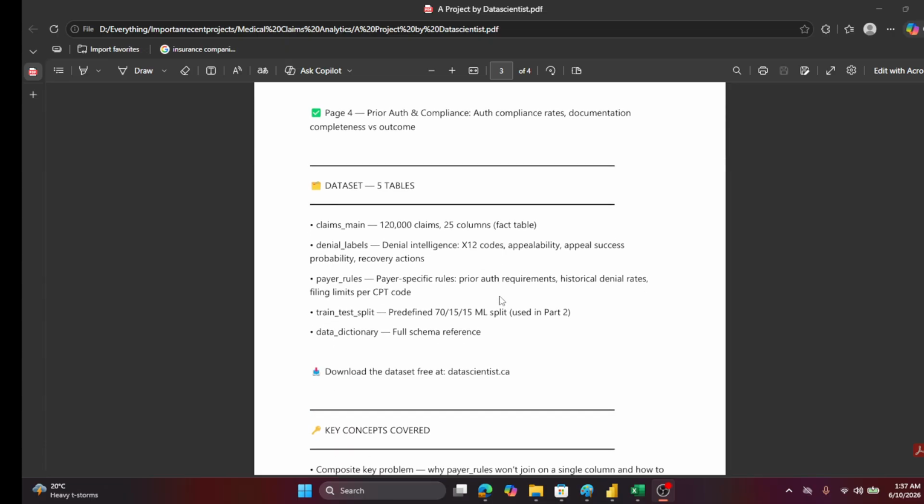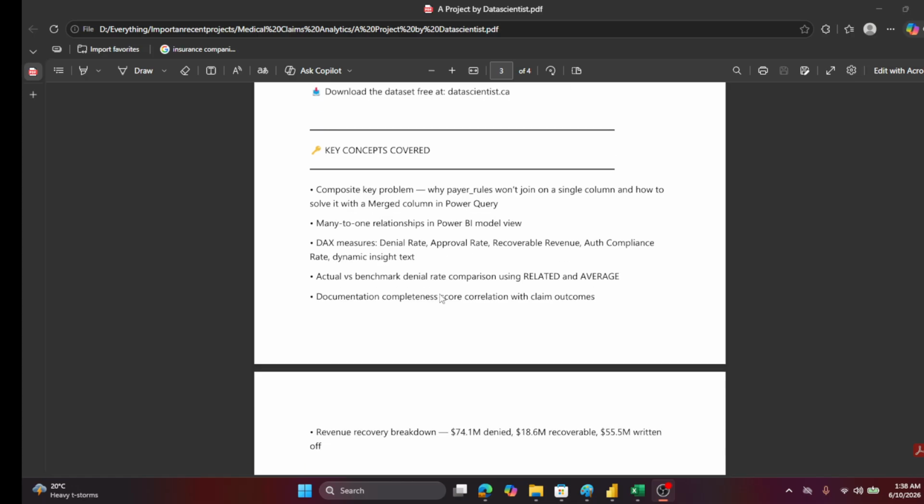The data sets are basically claims_main, with 120 claims and 25 columns, the fact table. Denial_labels: denial intelligence across 12 codes, appealability, appeal success probability, and recovery actions. Payer rules: payer specific rules, prior authorization requirements, historical denial rates, and filing limits per CPT code.